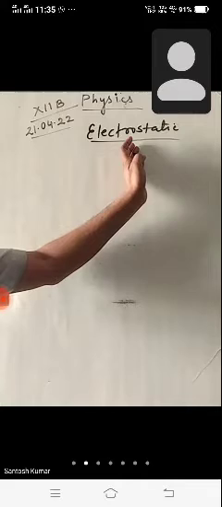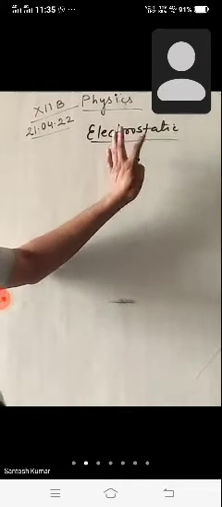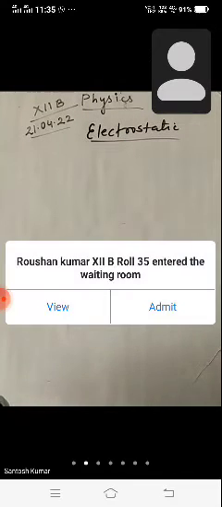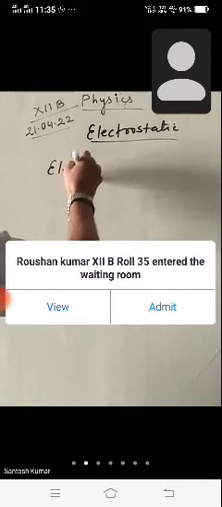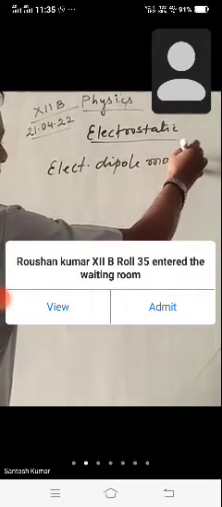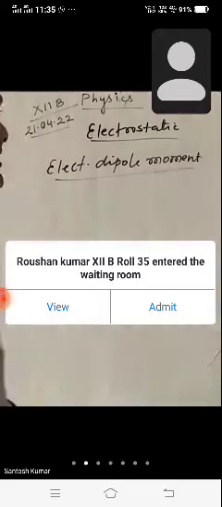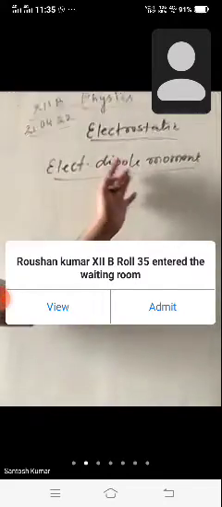Electrostatics. We were discussing the properties of charges at rest, in which we have reached the topic of the dipole, the electric dipole. Today we had discussed what an electric dipole is and what the electric dipole moment is. We had simply defined this term, so mathematically we have to express how we can define it.